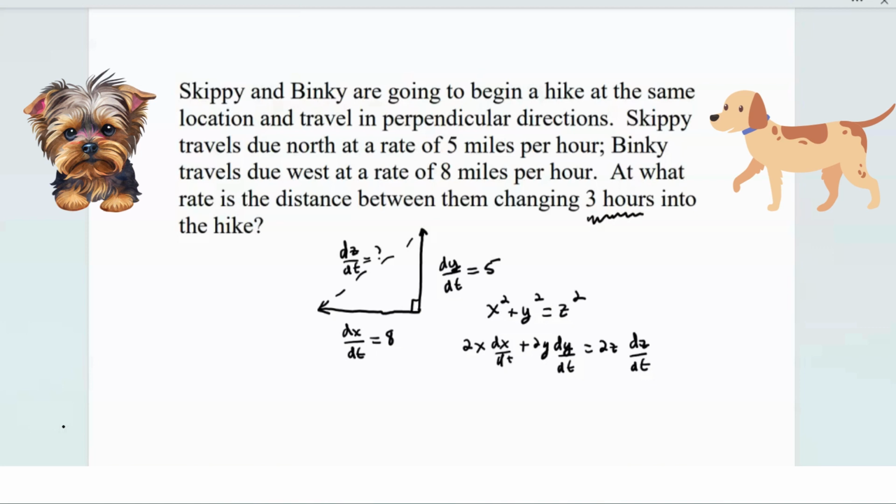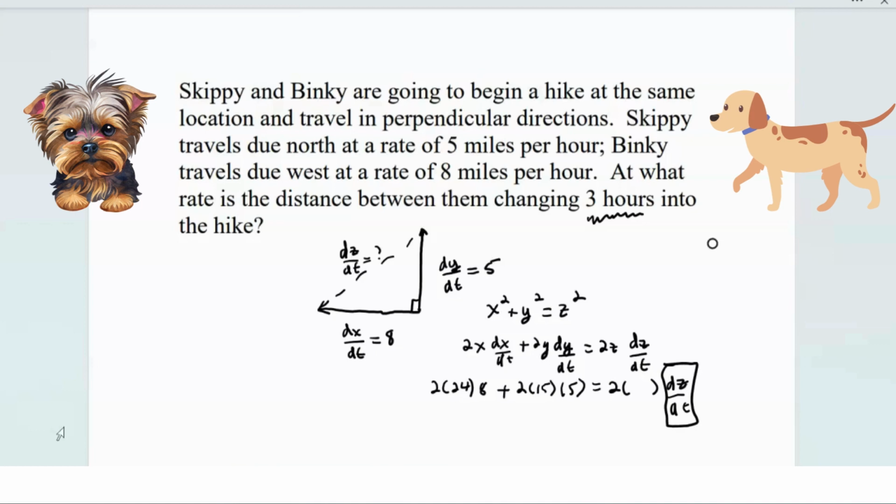They are 3 hours into the hike. So that means that 3 hours into the hike, Skippy must have gone 15 miles. So y is 15. And Binky must have gone 24 miles, 8 times 3. So we get 2 times 24 times dx/dt, which is 8, plus 2 times 15 times dy/dt, which is 5, is equal to 2z dz/dt. Now we don't know z yet, and we're trying to find dz/dt, so this is what we're solving for.